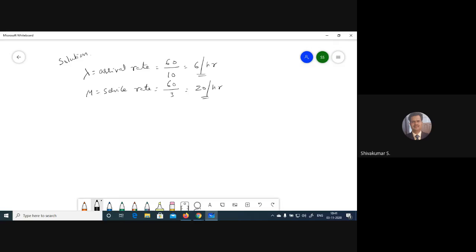What is the probability that a person arriving at the booth will have to wait? What is the probability the person has to wait? So the probability you have to find out. First of all, the first one: the probability that the person arriving at the booth has to wait.